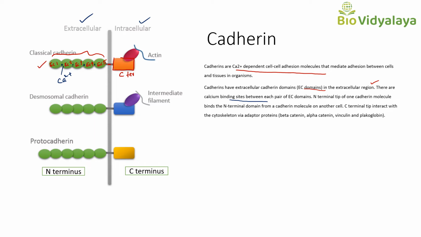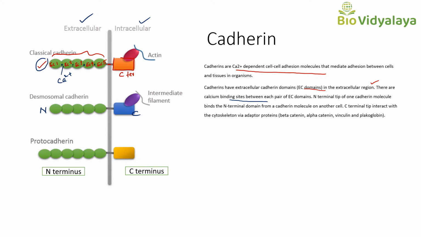N-terminal tip of one cadherin molecule binds the N-terminal domain from a cadherin molecule on another cell. So this is the N-terminal end, this is the N-terminal end and this is C-terminal. Here also this is N-terminal and this is C-terminal. So the N-terminal domain, that means the extracellular domain of one cadherin, will bind with the extracellular domain of another cadherin on another cell.